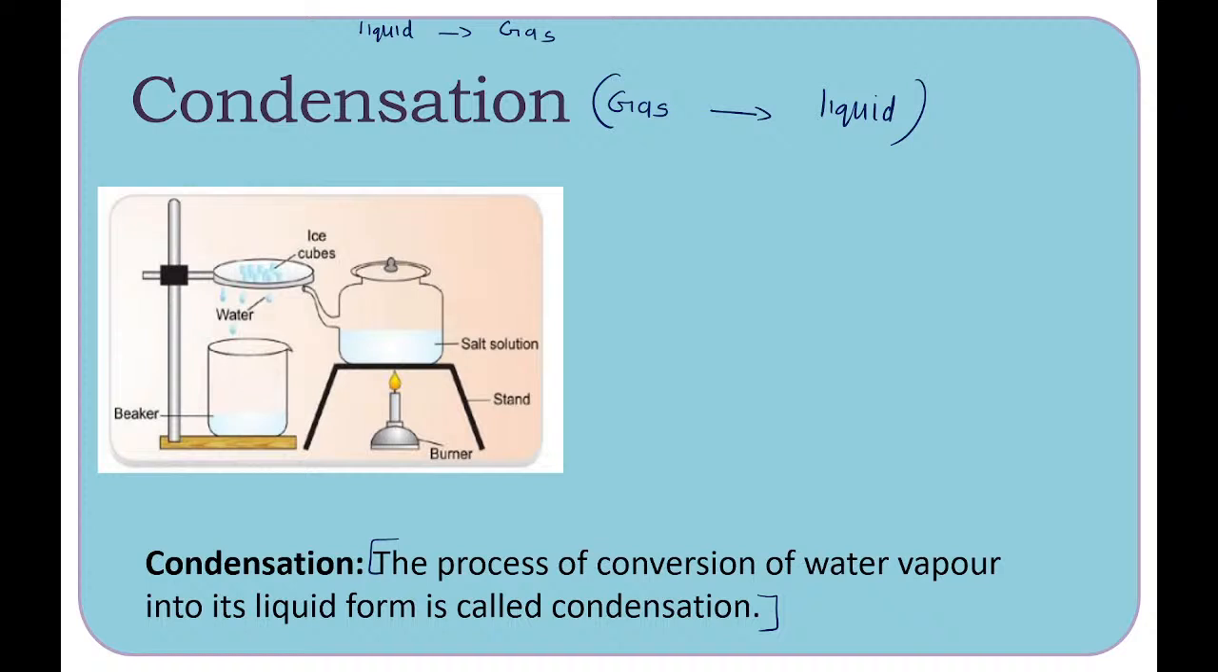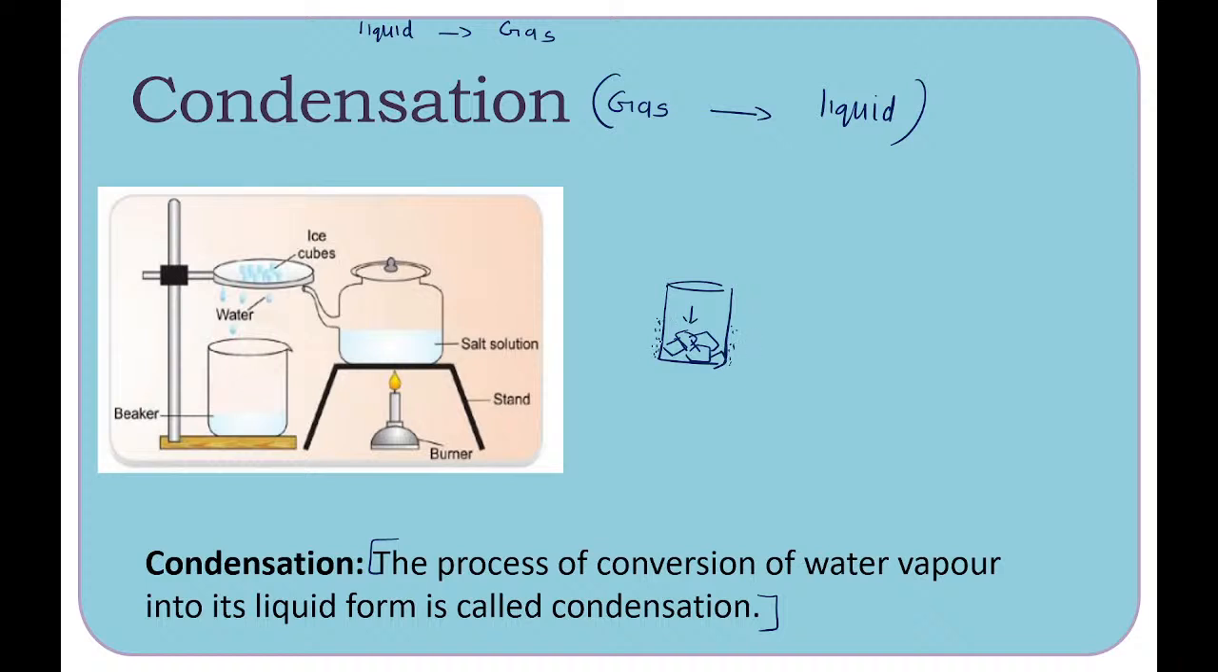In evaporation, liquid was getting converted to the gas form, whereas in condensation, what is happening? The gas is getting converted into liquid form. So if you keep a glass tumbler and put some ice cubes in the glass tumbler, what did you notice? After some time the ice will start melting and convert into liquid. That is there. But outside the glass you will find tiny water droplets, isn't it?